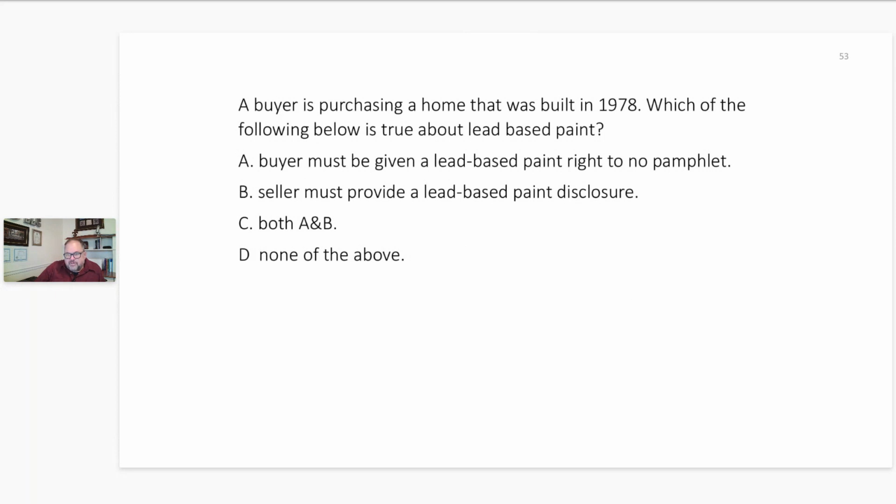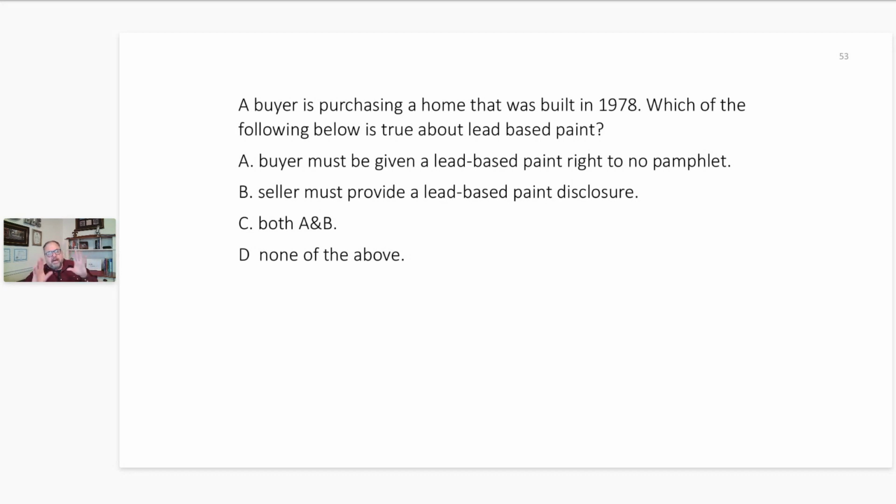Okay, I got a couple answers. A buyer is purchasing a home that was built in 1978. Which of the following below is true about lead-based paint? What do y'all think? I got two answers. Anybody else? All right, let's look at this. I do this question again.